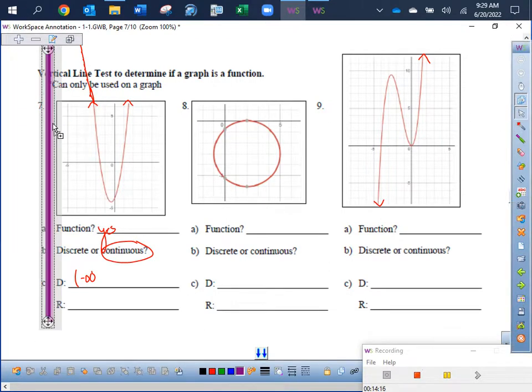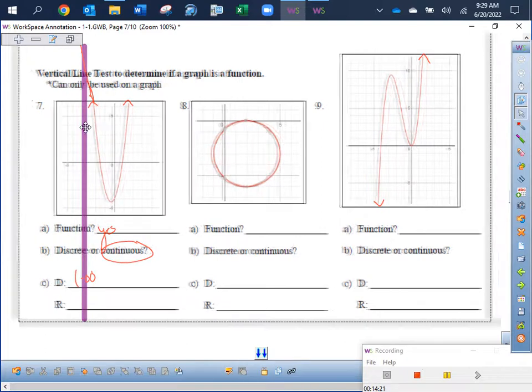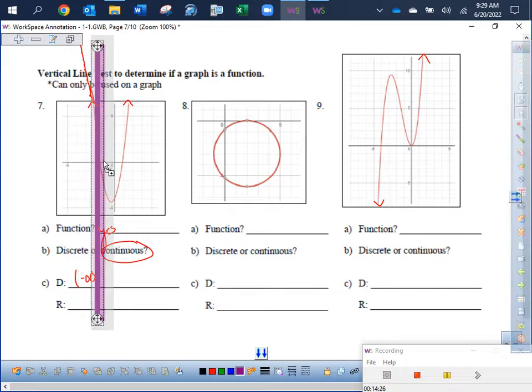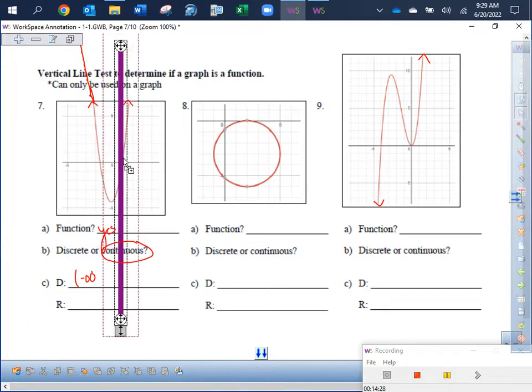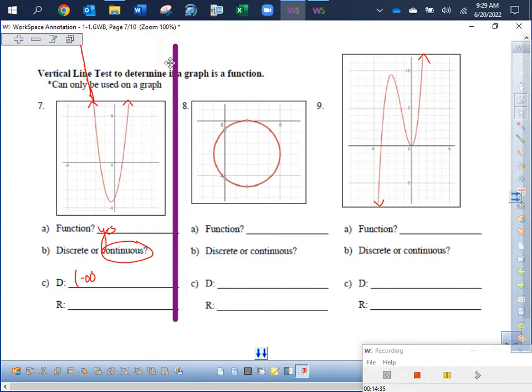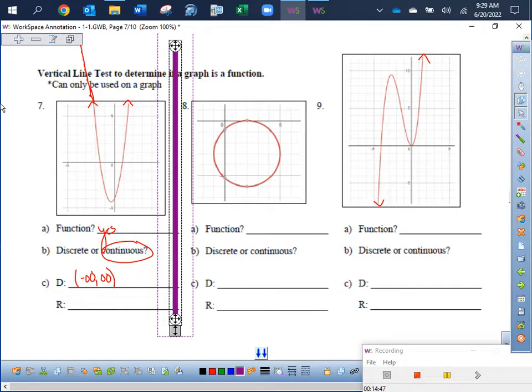Then let's just keep moving on. As I move to the right, is the purple thing still touching the red graph? Yep, still touching, still touching, still touching. And even if I go over here, remember this thing's going to get wider and wider. It's going to touch no matter how far left and right I go, from negative infinity to positive infinity. Now, that can be a very difficult thing for people to see. If you have trouble with that, please let me know and we will work together and I will help you with that. But that's domain.